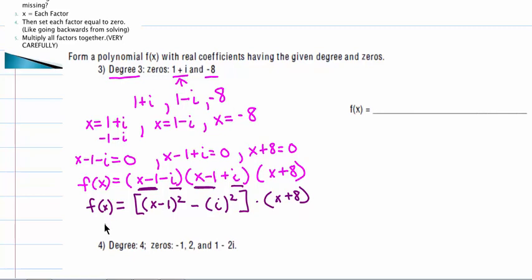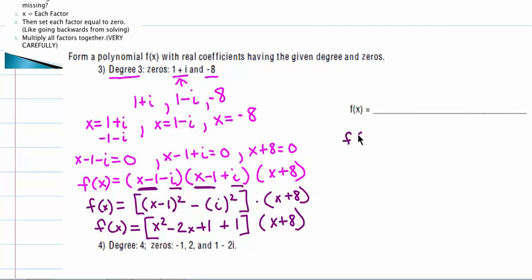Multiplying this out, f of x is equal to x squared minus 2x plus 1. Then minus i squared is going to be plus 1. So still have to simplify in there, and then times x plus 8. Now I have f of x is equal to x squared minus 2x plus 2 times x plus 8.